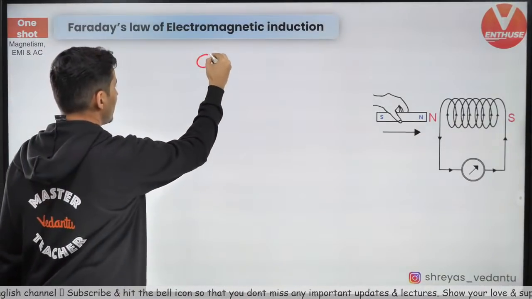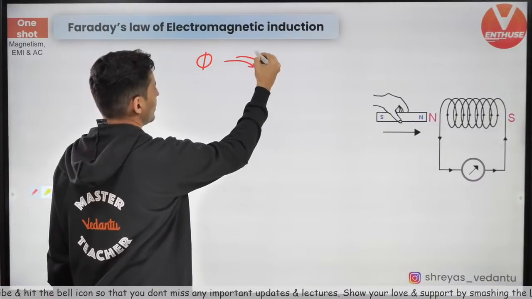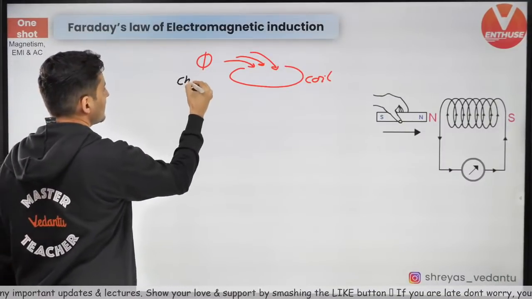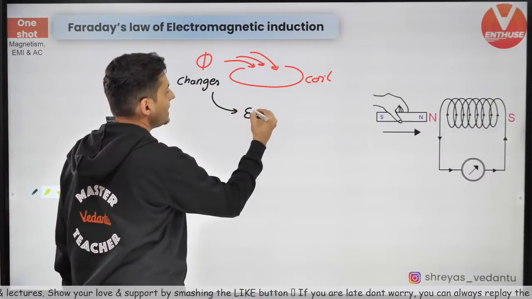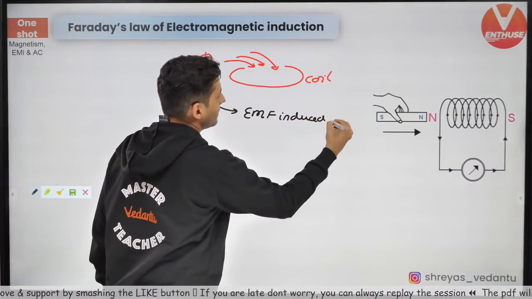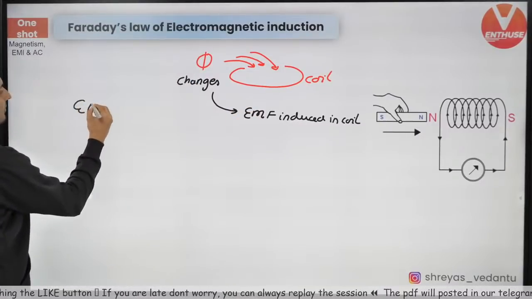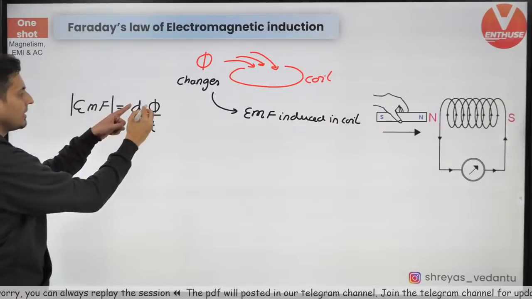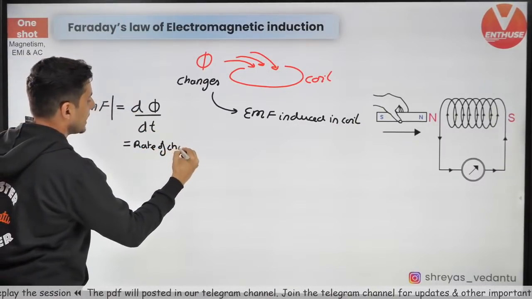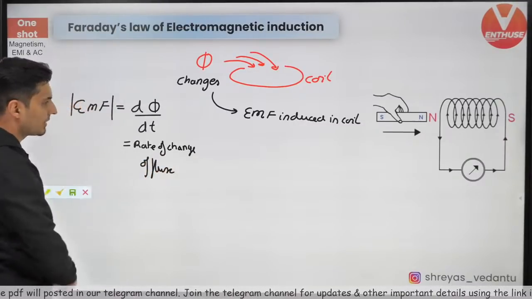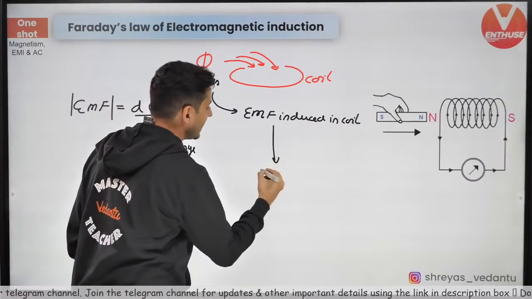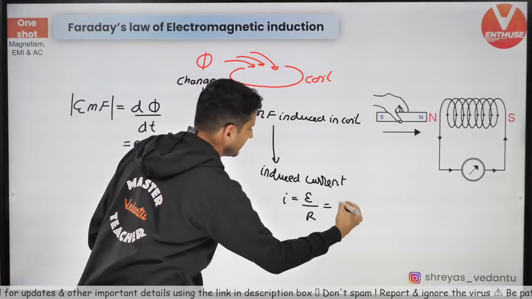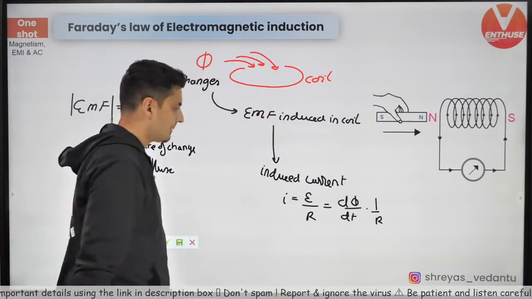He said that if flux, which is passing through a coil or any conductor, is changing, then you have EMF induced in the coil, and this EMF is directly proportional to the rate of change, or it is d phi by dt magnitude wise. D phi by dt is basically rate of change of the flux. Very, very important. Now the moment you have EMF, that will also create induced current. And what will be that current? It will be that EMF divided by resistance. So it will be d phi by dt into 1 by R. That's what the current will be.